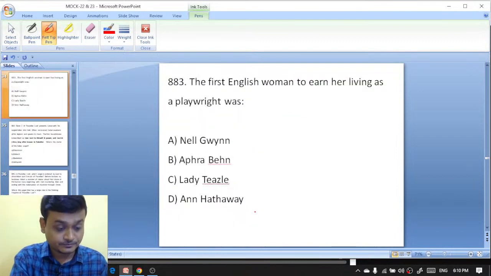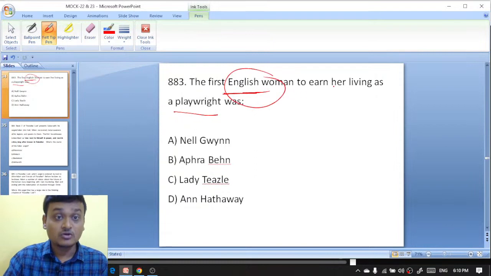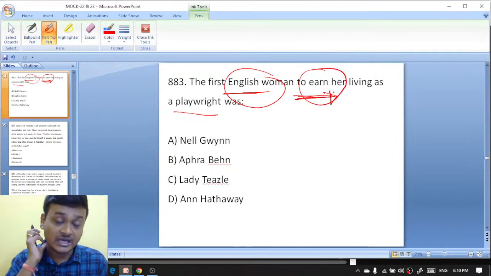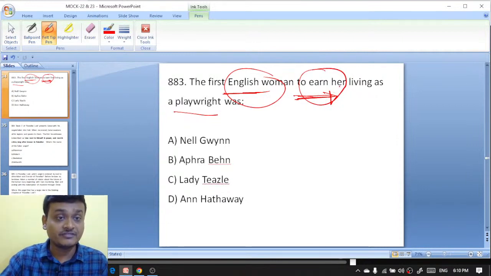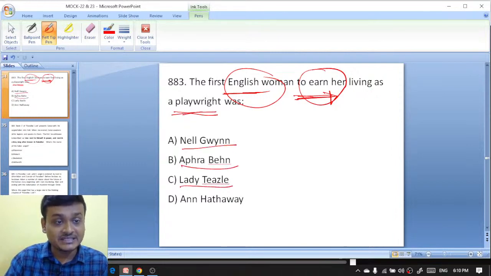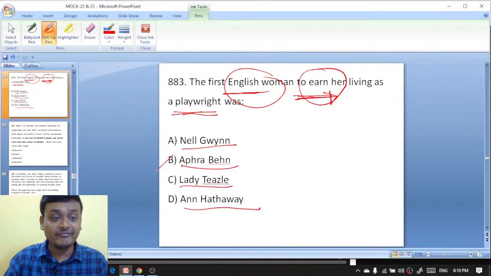Next question. The first English woman to earn her living as a playwright, meaning who earned money by writing and spent it on her livelihood, was Nell Gwyn, Aphra Behn, Lady Teazle, or Hathaway. So it was Aphra Behn.